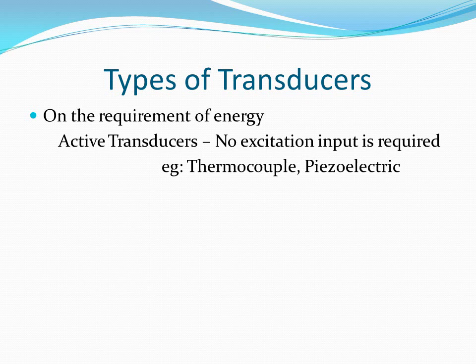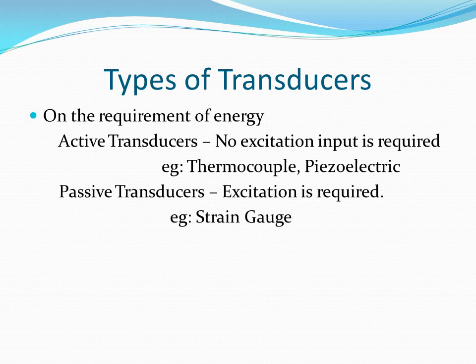Example, in active transducers, no excitation input is required. Examples are thermocouple and piezoelectric. Okay, then in passive transducers, excitation input is required. Example, strain gauge. We can give numerous examples for passive and also for active transducers. So active transducers are the transducers that don't require any input energy, in the sense of excitation energy. Passive transducers are the transducers that require excitation energy.